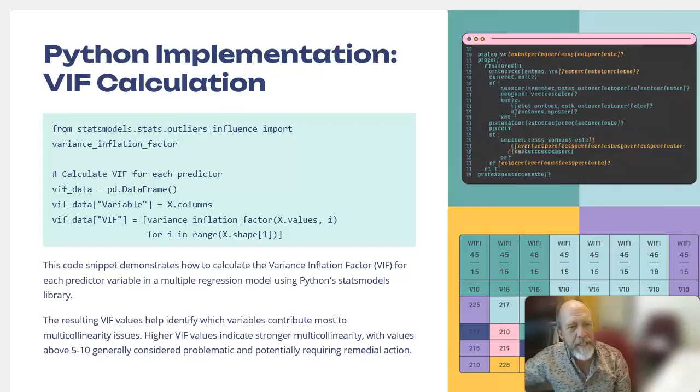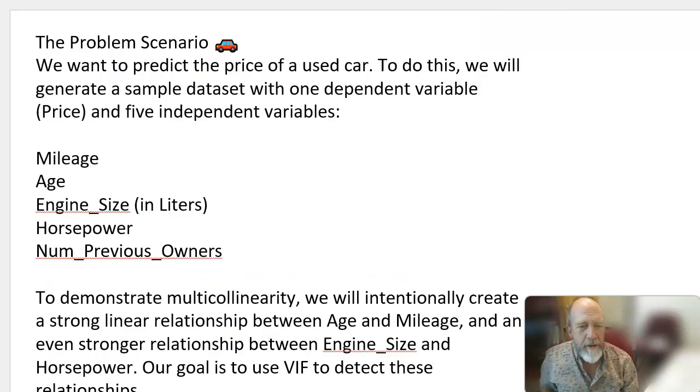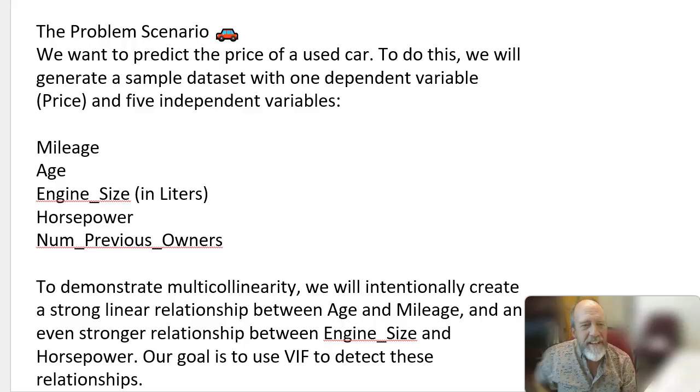I'm going to give you an example of this. This is a pretty good example here. This is what I came up with. Let's see. You can't read the bottom of that. Let's go up a little touch. All right. Predicting the price of a used car. Let's say we've got the variables that we want to look at: mileage, age, engine size, horsepower, number of previous owners. We're going to predict the price of a used car based on those. But I want you to think about this.